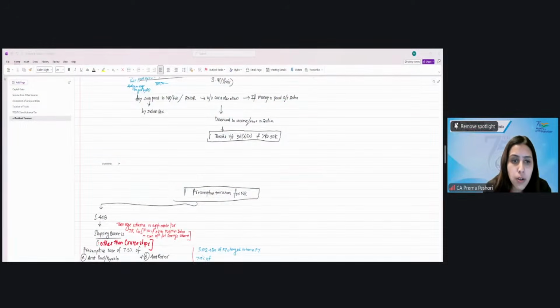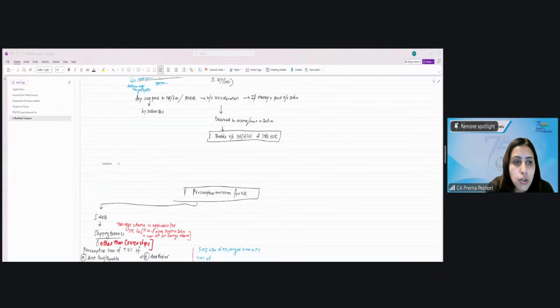So students, now we'll look at the presumptive tax provision for the non-resident. So these particular provisions just operate like your 44AD, 44ADA. These are some specific provisions for the non-resident in terms of the presumptive sections. Okay. So number one, we have section 44B, which is the special provision for computing the income of the shipping business. Of course, other than the cruise shipping.